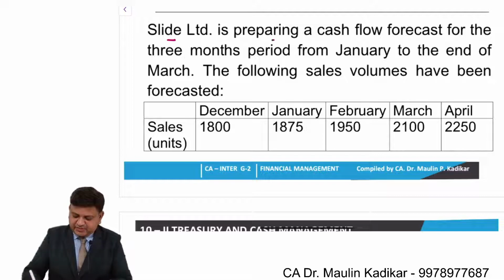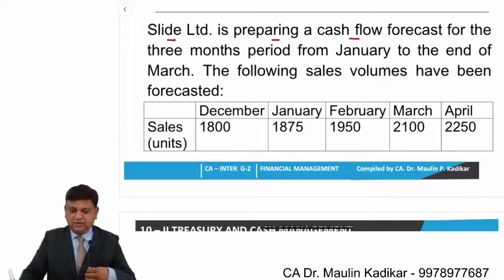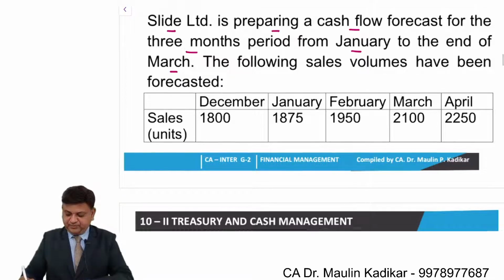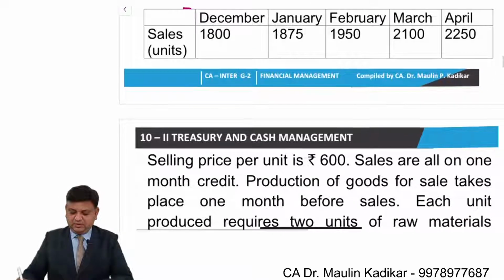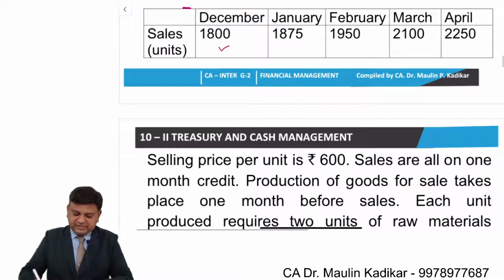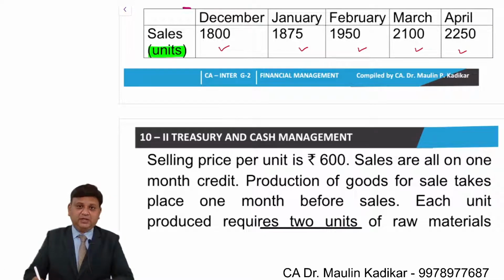Slide Limited is preparing a cash flow forecast for the 3 months period from January to end of March. So January, February and March. The following sales volume have been forecasted. The sales volume have been given to us for the month of December, January, February, March and April. It is provided in terms of number of units.